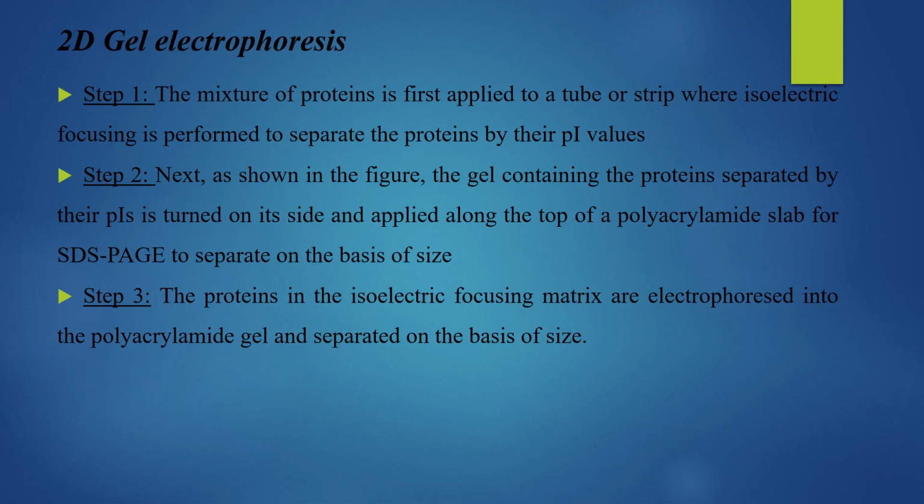So these are the steps. Step 1, a mixture of proteins is first applied to a tube or strip where isoelectric focusing is performed to separate the proteins by their pI. Then the next step, as shown in the picture above, the gel containing the proteins separated by their pIs is turned on its side and applied along the top of the polyacrylamide slab for SDS-PAGE to separate on the basis of size. Then step 3, the proteins in the isoelectric focusing matrix are electrophoresed into the polyacrylamide gel and separated on the basis of size. That's what I explained earlier.